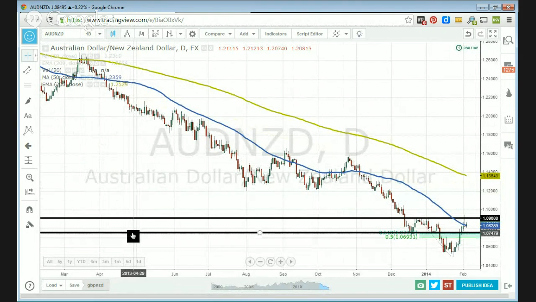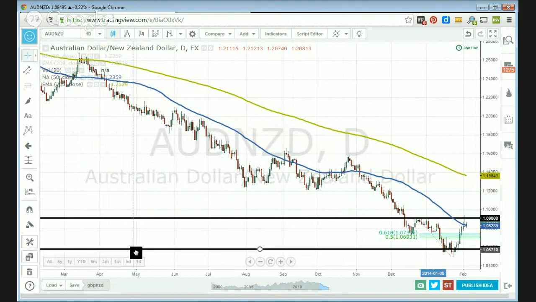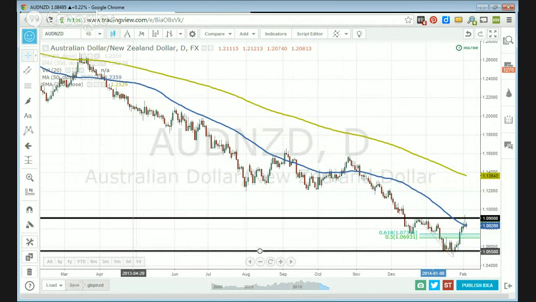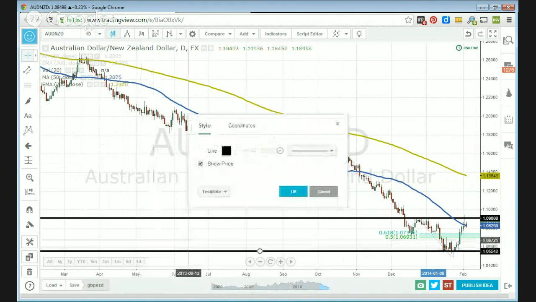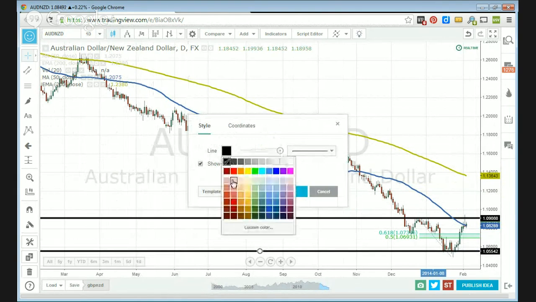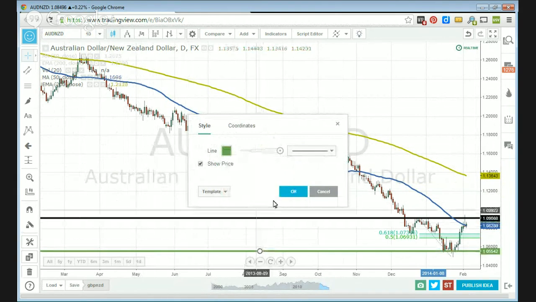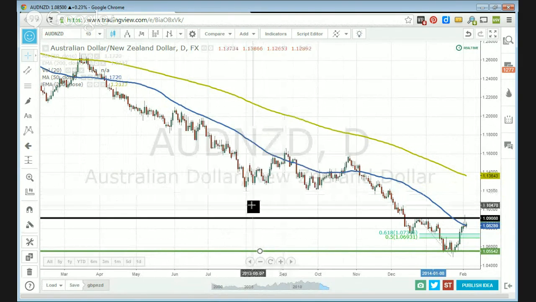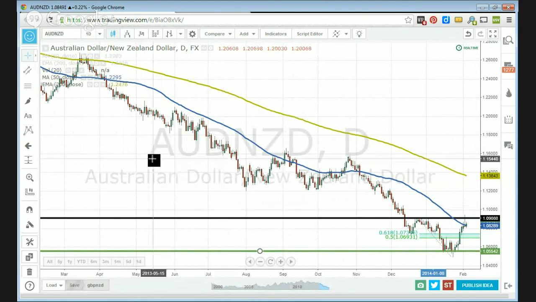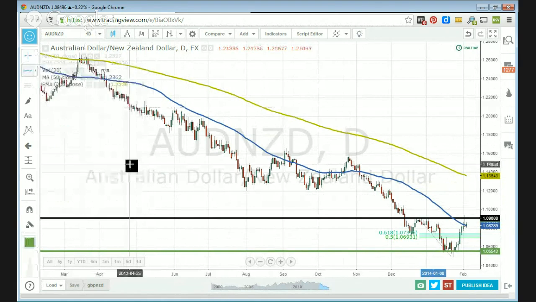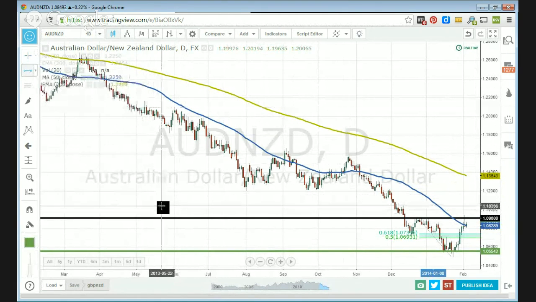Let's move this black line as it becomes the new target, bare minimum target. Well, not bare minimum. We'll see. Make this green. Okay, so we are looking for about 350 pips. We're going to risk about 100 pips. Really, the market should not really go here.